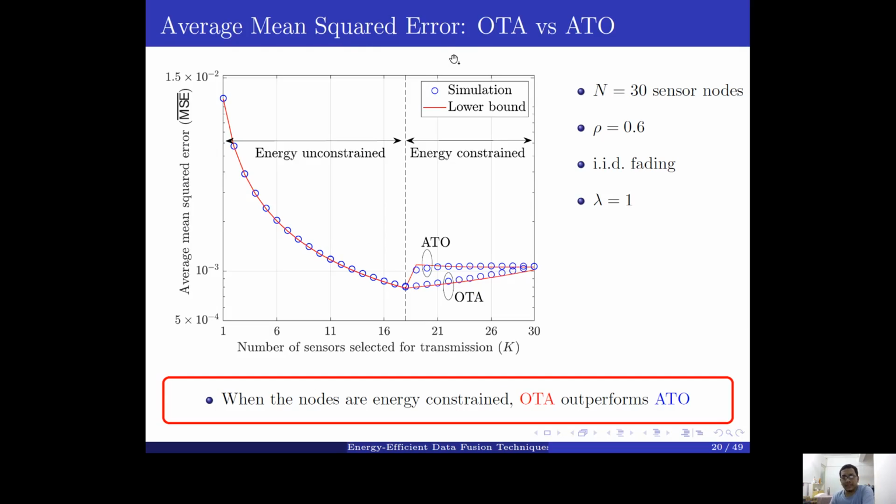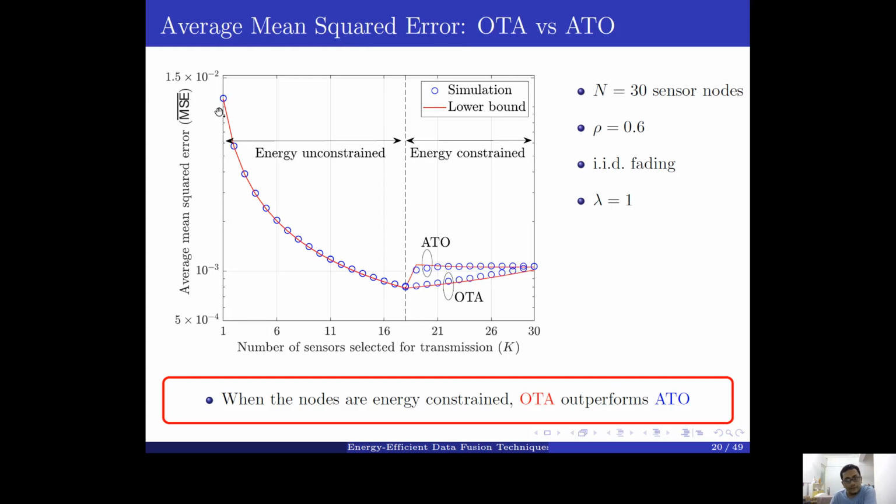Now let's try to understand how these 2 schemes behave. We plot average mean square error, MSE bar, as a function of the number of sensors selected for transmission, K. This is also the subset size. And we do this for a network of 30 sensor nodes, with rho being 0.6 and the nodes experiencing IID fading with a mean channel power gain of unity. We show the simulation results as well as our obtained lower bound.